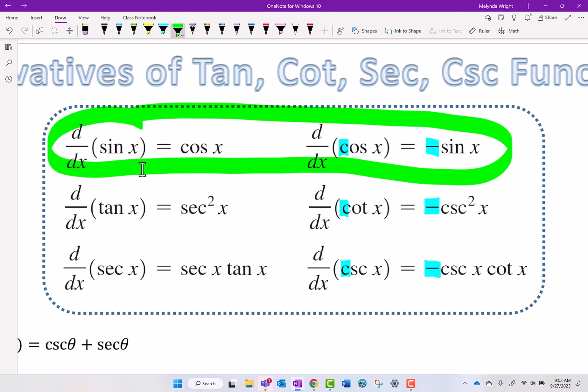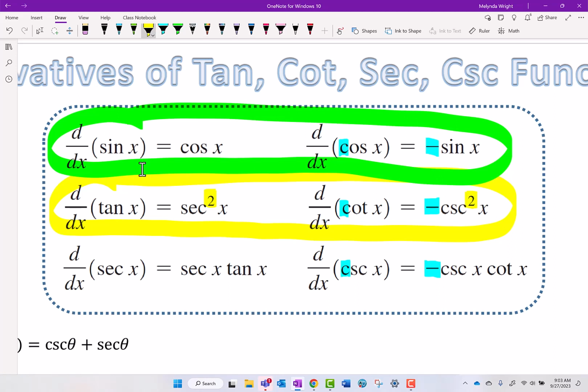Then what I do is I pair the tangent and cotangent together. So these two, because their derivatives are squared. Notice how their derivatives are squared. The derivative of tangent is secant squared. The derivative of cotangent is negative cosecant squared. So those I put together in my head. That's tangent and cotangent, and they're reciprocals of each other, so that makes sense in my brain. It makes sense why I'm pairing those together.